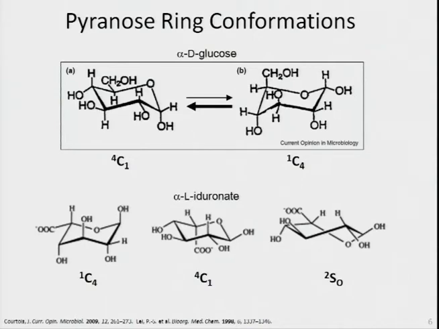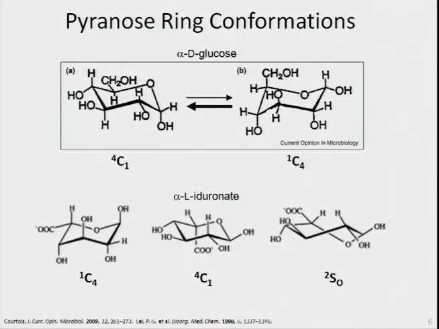Okay, so here we have the 1C4 form. Here is the 4C1 form. And here is another form that's also quite stable. It's called 2SO. This is just one of the skew boats. So let's take a look at the axial and equatorial positions.